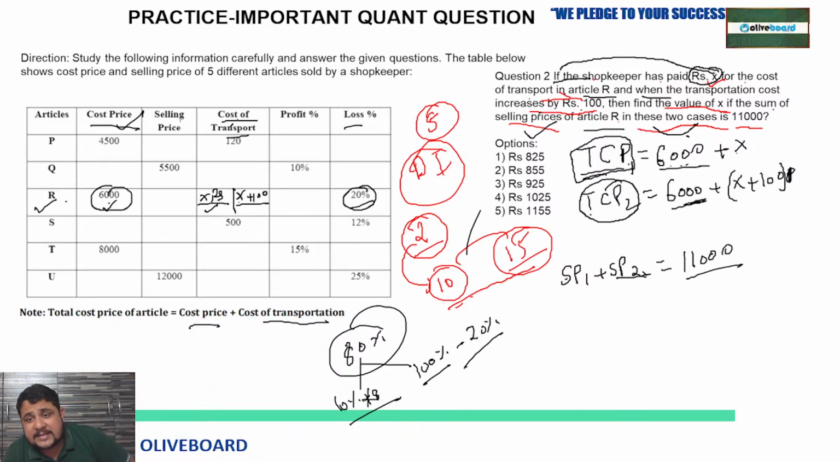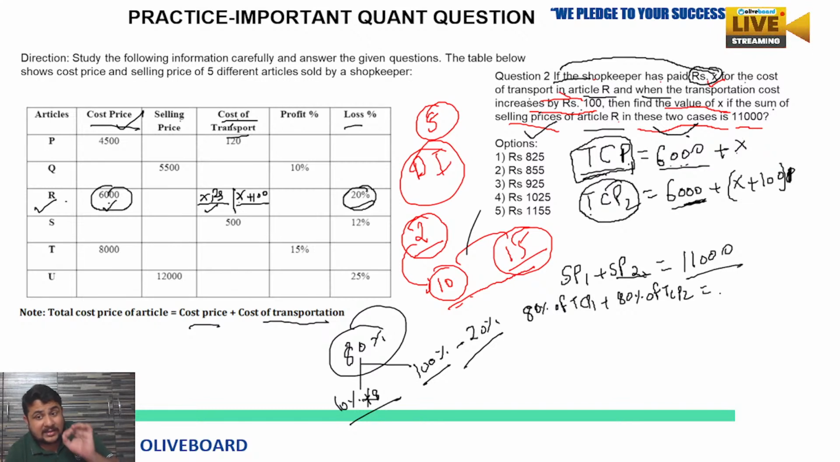Okay, in this case, the sum is 80% of TCP1 plus 80% of TCP2. I'm telling you in a clear manner so that you can understand better, and Vaishali got the answer even. Great job. So 80% of TCP1: the total cost price in case 1 is 6,000 plus X. So 80% of 6,000 is 4,800 plus 80% of this X also.